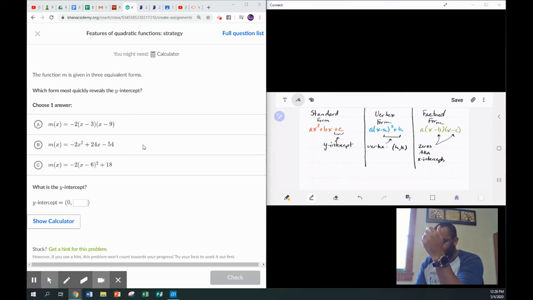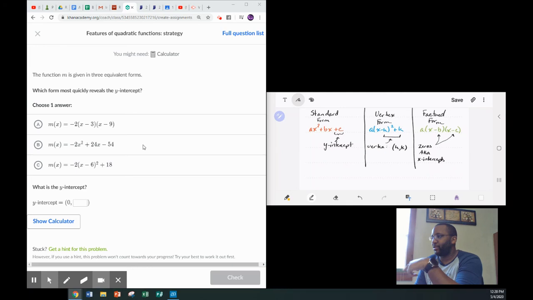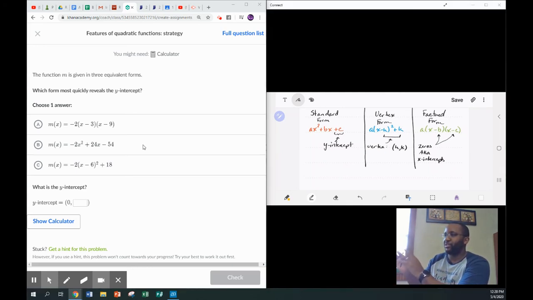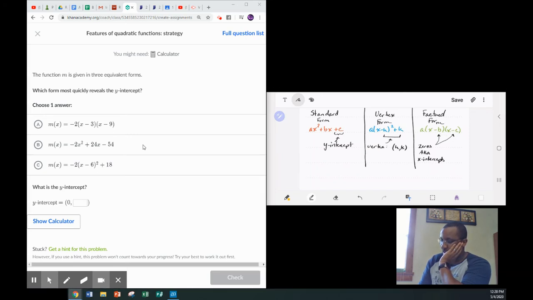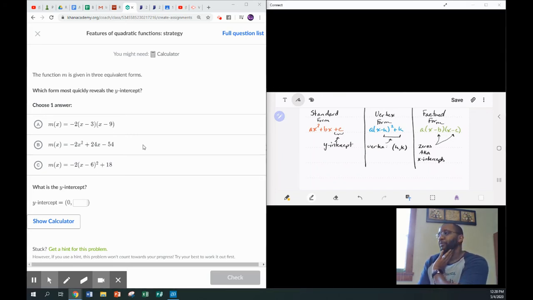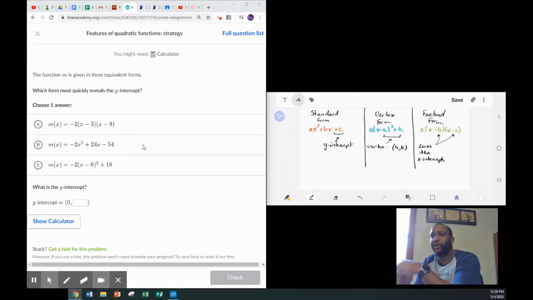And then finally, in factored form, that's great for finding the x-intercepts, the zeros. Because really, it's whatever the opposite of those two numbers are, and you should know that back from factoring. But I'll go through a few of these with you so you can see what I'm talking about.